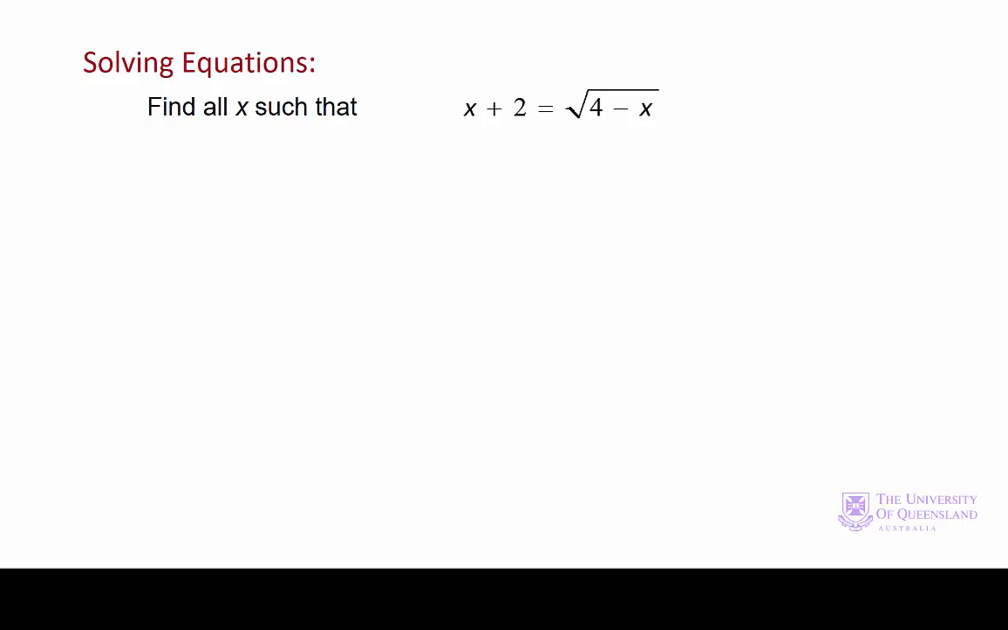We want to solve for x when x plus 2 is equal to the square root of 4 minus x. This is the equation that we had problems with in Lecture 1. Let's look at the proper way to do it. We can square both sides.